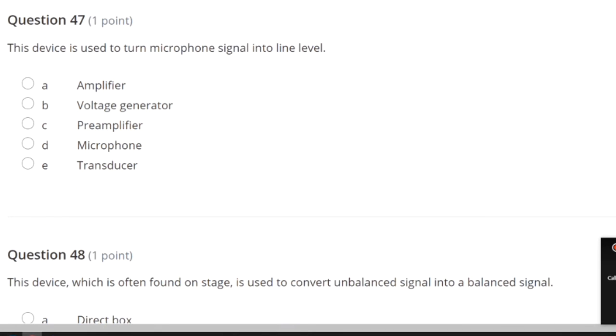This device is used to turn microphone signal into line level. A. Amplifier, B. Voltage generator, C. Preamplifier, D. Microphone, or E. Transducer? Microphone signal into line level, you'll need a preamplifier. You can also turn instrument signal into line level via preamplifier.